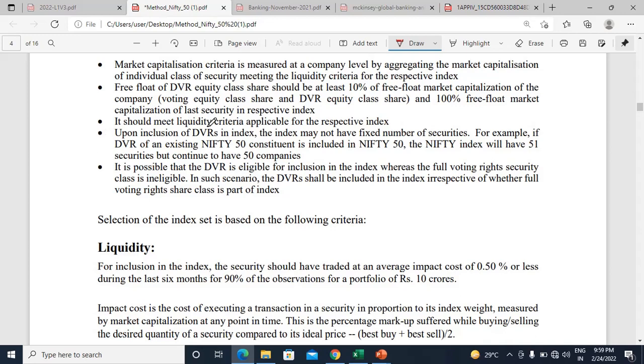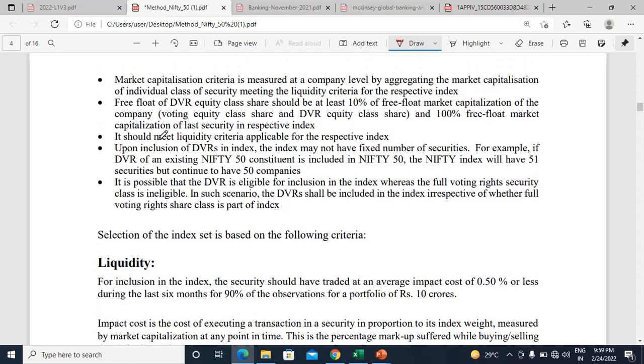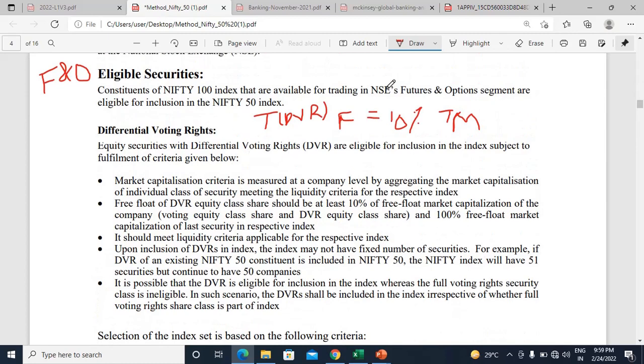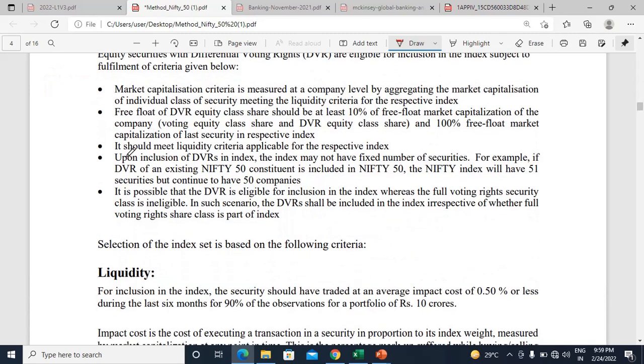Upon inclusion of DVRs in index, the index may not have fixed number of securities. For example, if DVR of an existing Nifty 50 constituent is included in Nifty 50, the Nifty 50 index will have 51 securities but continue to have 50 companies. So upon inclusion of Tata Motors DVR in Nifty 50 index, the index may not have fixed number of securities.